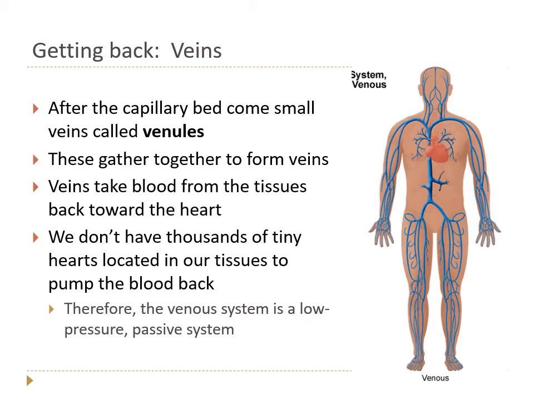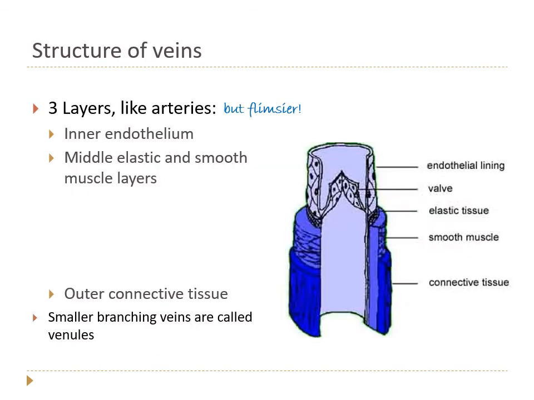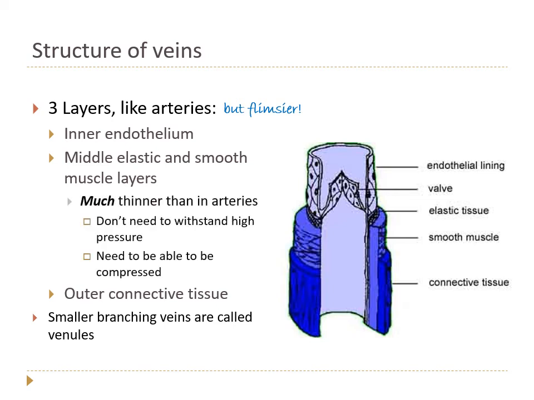So we're going to see some structural differences between veins and arteries because the venous system is a low pressure system. So here's the structure of a vein. They have 3 layers like arteries, but they're much, much flimsier. Their walls are much thinner than the walls of arteries because they can be. So there is an inner endothelial lining, just like with arteries, also made of simple squamous epithelium. And we do have a middle layer with some elastic and smooth muscle, but there's hardly anything to it.